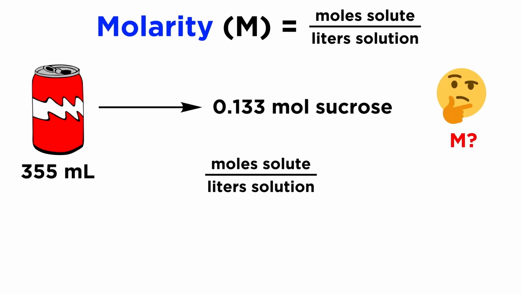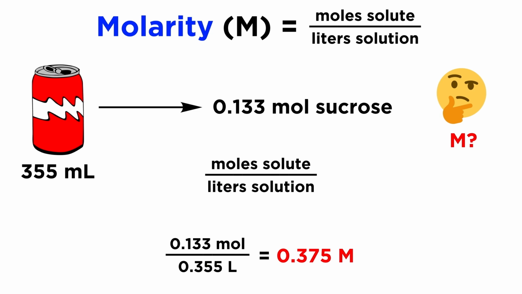Well, as we said, molarity is defined as moles solute per liter of solution, so let's plug the numbers in. 0.133 moles goes on the top because that's how much solute we have. And as for the volume of the solution, this must be in liters. So let's convert our 355 milliliters into 0.355 liters and put that on the bottom. Doing the math, we should get 0.375 molar as the concentration of sugar in the drink.